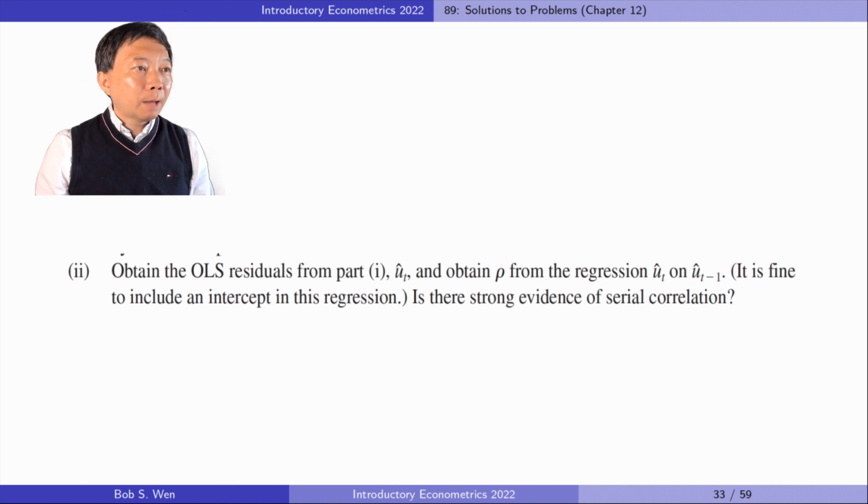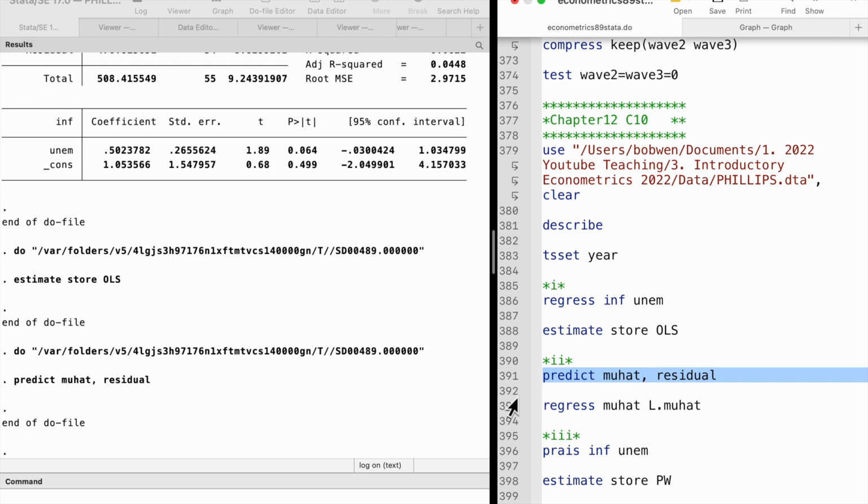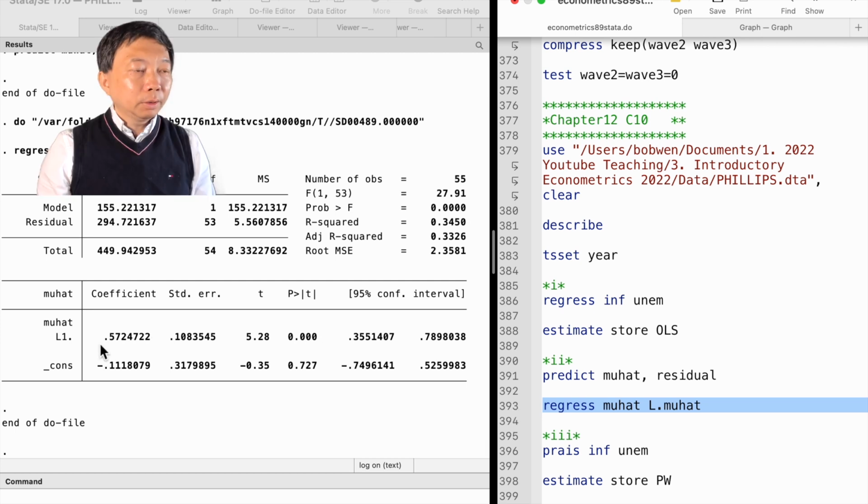Part 2. Obtain the OLS residuals from part 1 and obtain rho from the regression of mu t hat on mu t minus 1 hat. Is there strong evidence of serial correlation? Yes, there's strong evidence of serial correlation.